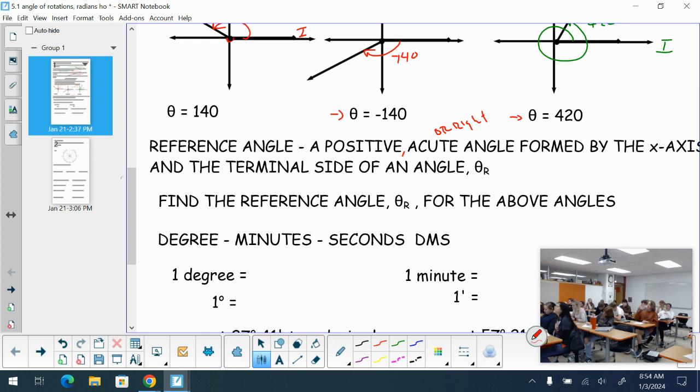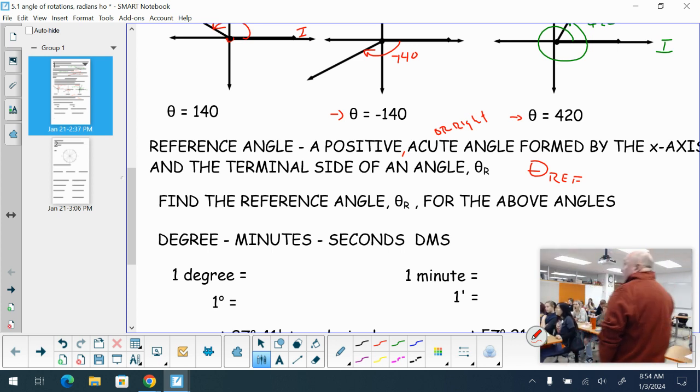And what we do is we put a subscript R in there to refer to the reference. Sometimes you will see in a book theta REF. I will just use theta R, which is our reference angle.